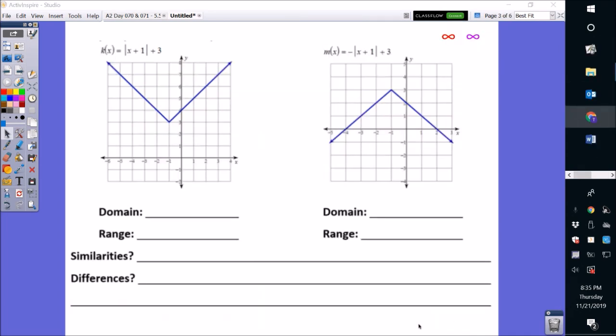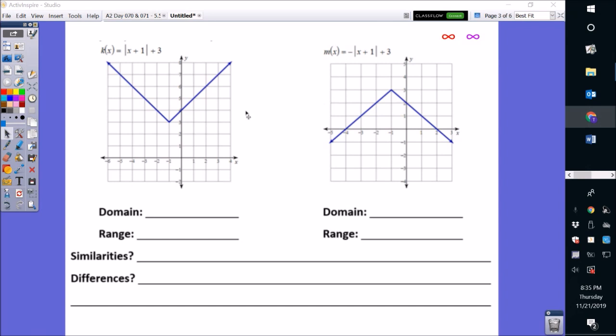So here we have the next two examples. Let's take a look at the equations and the graphs. On the left side, we have k of x equals the absolute value of x plus 1 and n plus 3. Whereas on the right, we have m of x equals the negative of the absolute value of x plus 1 and n plus 3. When we're comparing these two equations, they are almost the same, except m of x has a negative on the outside front of the function. That means it's going to be a reflection.